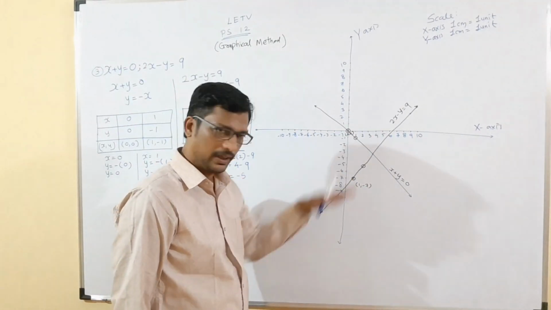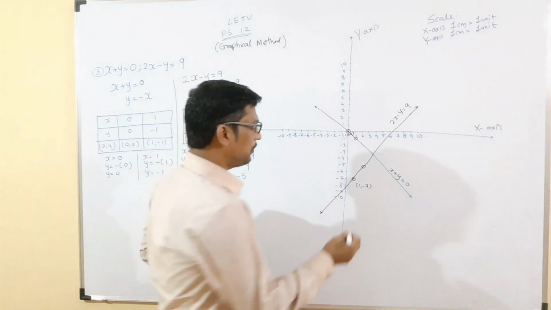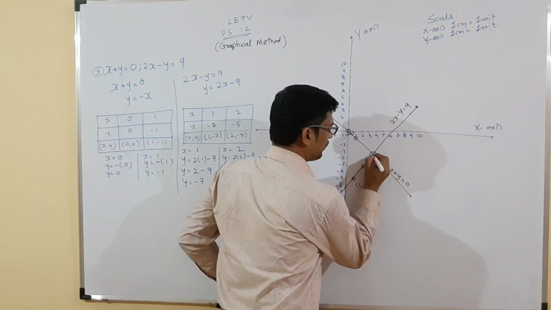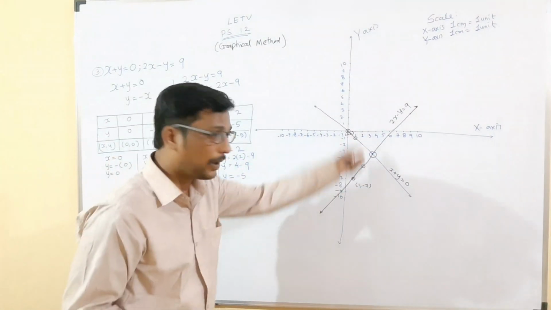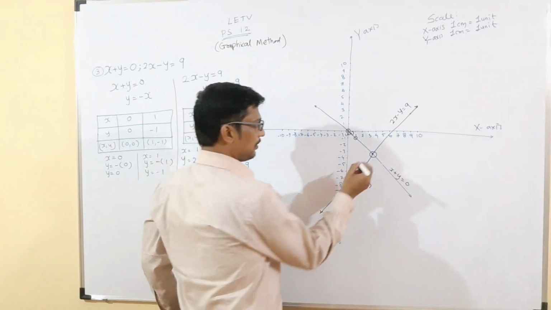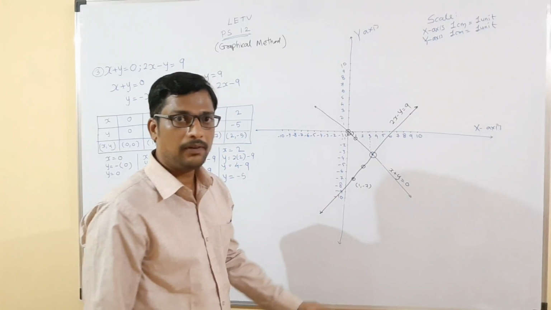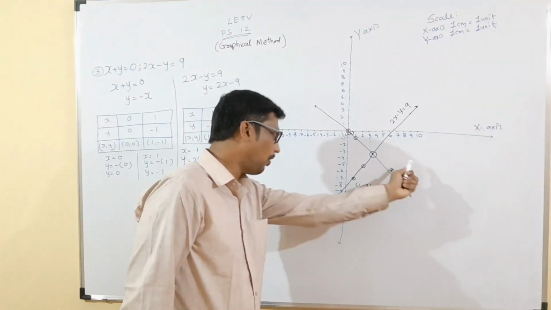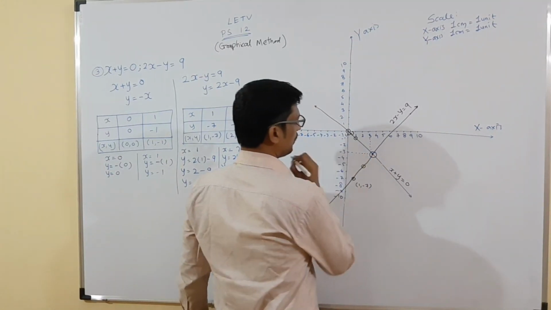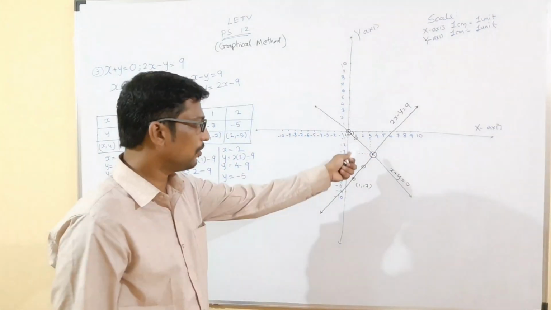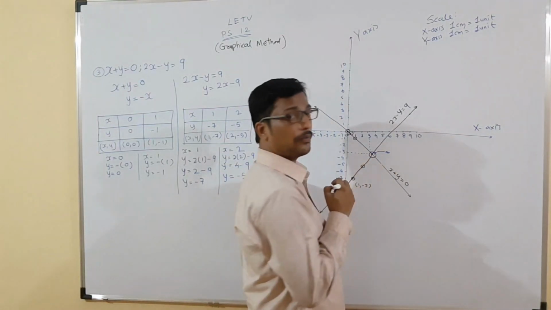When I draw these 2 lines, they will intersect each other at some point. Now, they are intersecting over here, isn't it? At this point. Now, what I will do, I will draw a perpendicular on x-axis. Like this. And I will draw a perpendicular on y-axis also. Like this. Isn't it? So, that point of intersection is nothing but the point of solution.